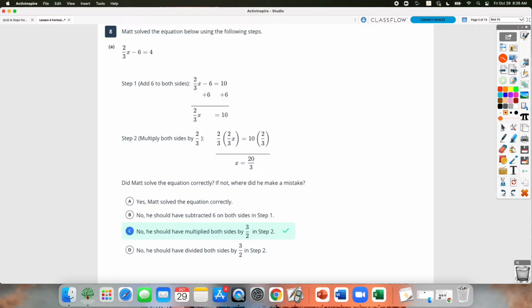And I messed up on that one when I was typing in the question. There were actually 2 mistakes in Matt's problem. So first, when he added 6, he forgot to bring down 16 instead of 10, but that wasn't one of your answer choices because Ms. Spikes just messed up when I was typing that part. So the correct answer would have been that he should have multiplied both sides by 3 over 2 to get rid of that 2/3 in step 2. But what I ended up doing was just giving everybody credit for question 8 because it was written incorrectly. So that was an unfair question to y'all.